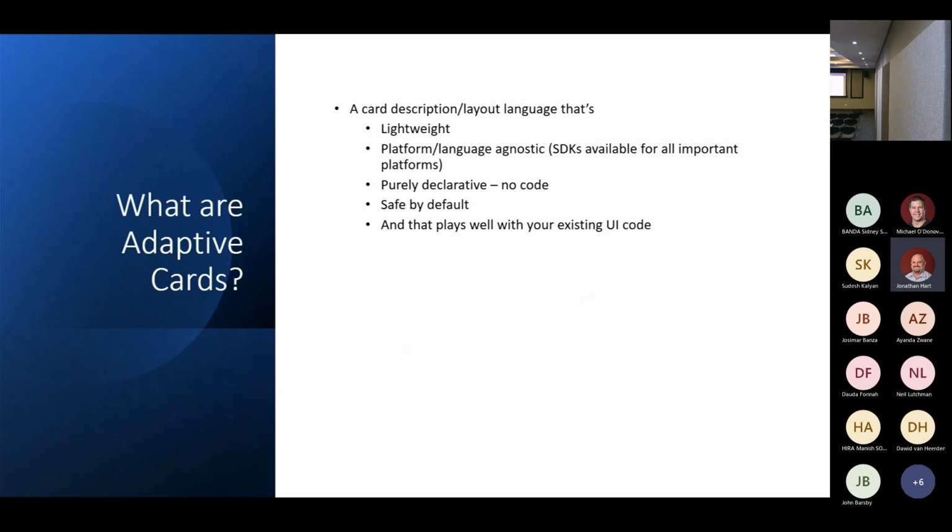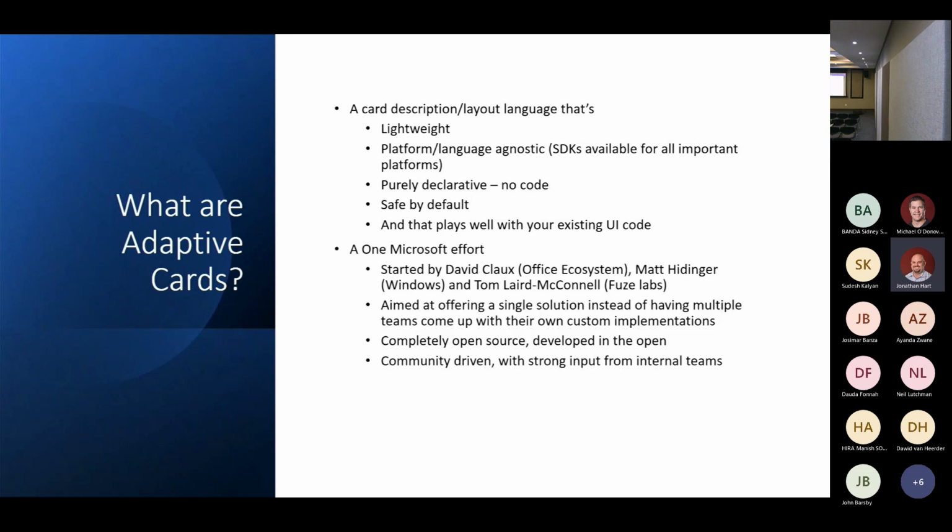Now, think of these as lightweight platforms that are purely declarative. There's no coding required. So if you know JSON, you're familiar with it, you'll be able to pick this up very quickly. These are also safe by default. It's built into the platform, the way you're calling these things. There's not really many places that attackers can take advantage of, and it plays well with other applications and services that you're making use of.